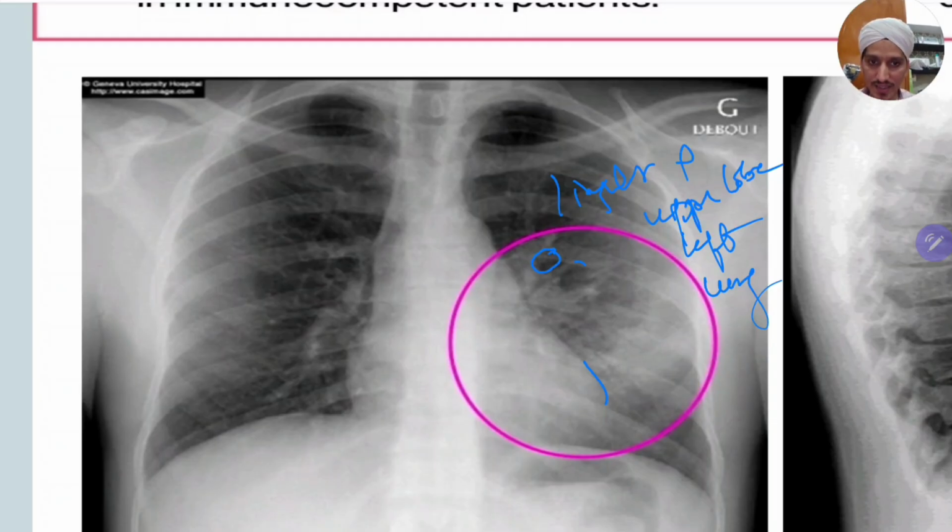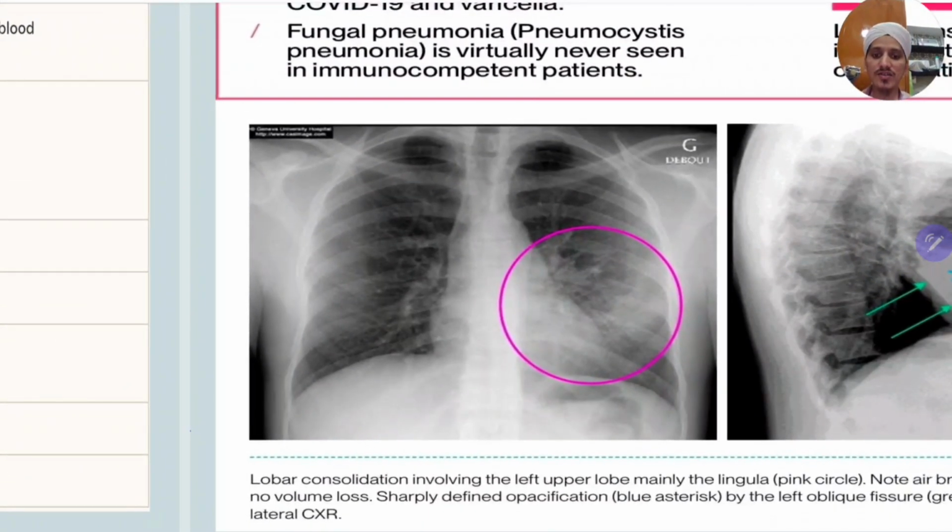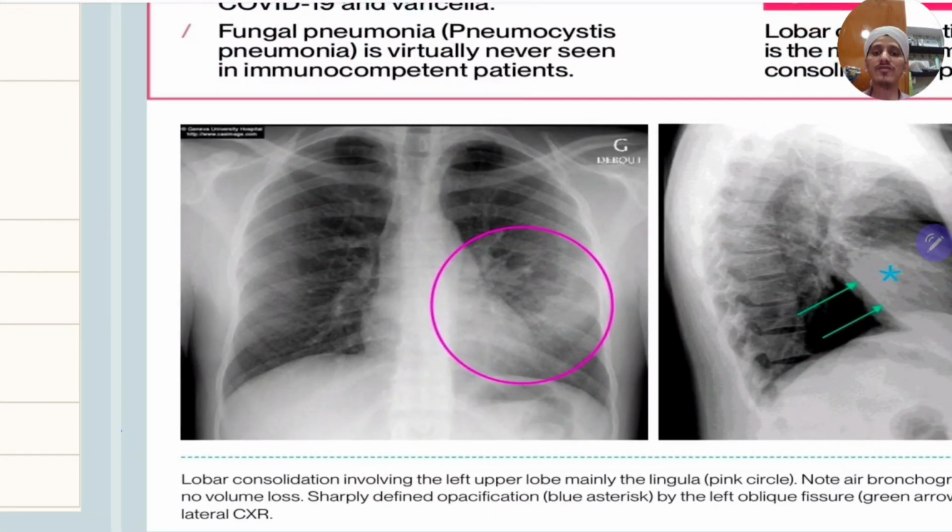And these are nothing but the air bronchograms. See, these are all air bronchograms, which are the hallmark of consolidation. Let us see what this is. Lobar consolidation involving the left upper lobe, mainly the lingula. See, I said so. That's why at this point you are not able to appreciate the heart border, but at this point you are able to. That's why I said there is involvement of the lingula and part of the upper lobe, and we can see air bronchograms.